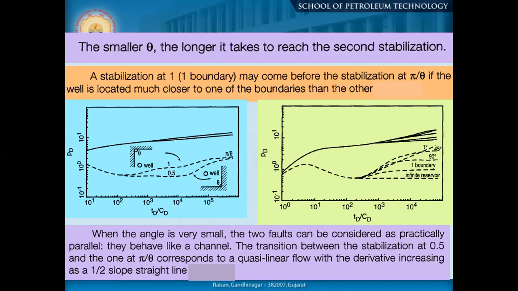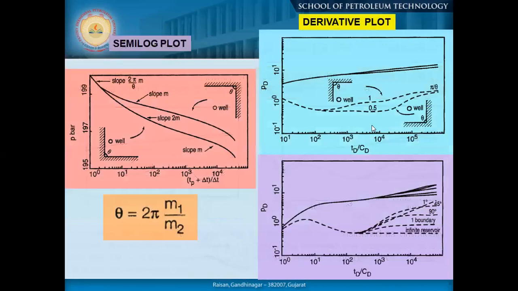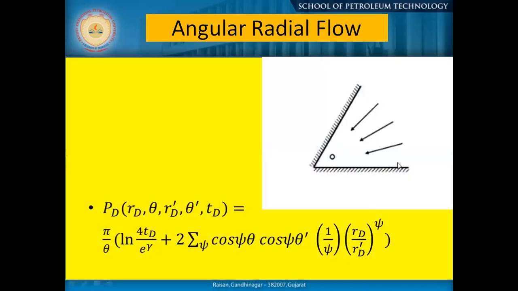So it may be due to restriction, a physical barrier, some faults, or maybe channels, so we need to be very knowledgeable to understand this specific effect. This is the same thing in a semi-log plot: you can understand how the slopes are changing, when the well is very close to the boundary and when the well is not close to the boundary. Now you see angular radial flow, which is more or less the same as what we discussed earlier.